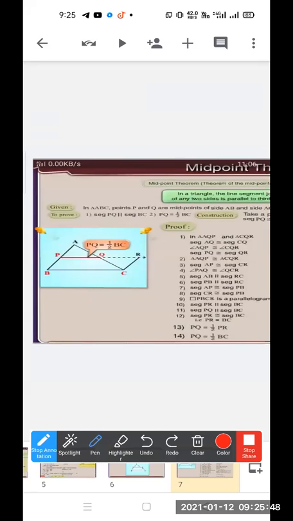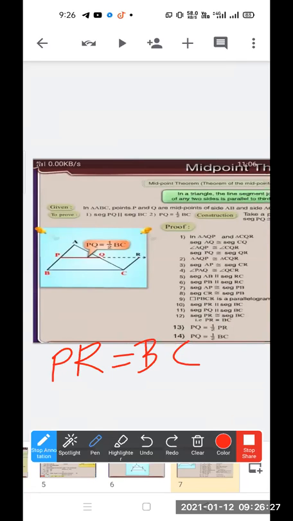Therefore, since it is a parallelogram, segment PQ is parallel to BC. Why? Because PR is equal to BC, given. The opposite sides of the parallelogram are congruent. So segment PQ is parallel to BC and PR is equal to BC.